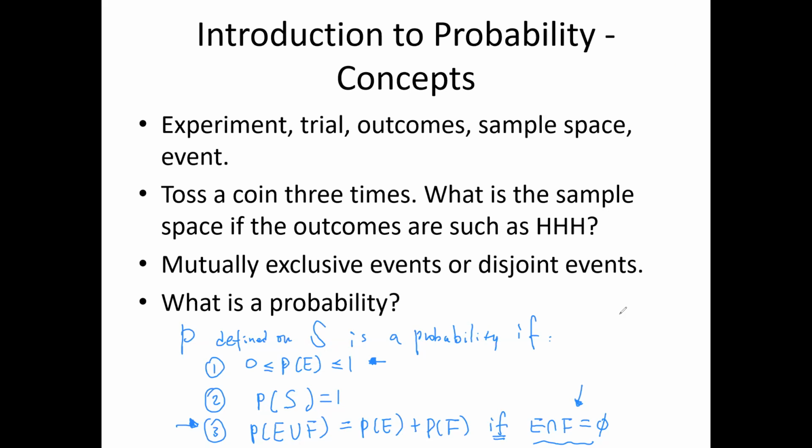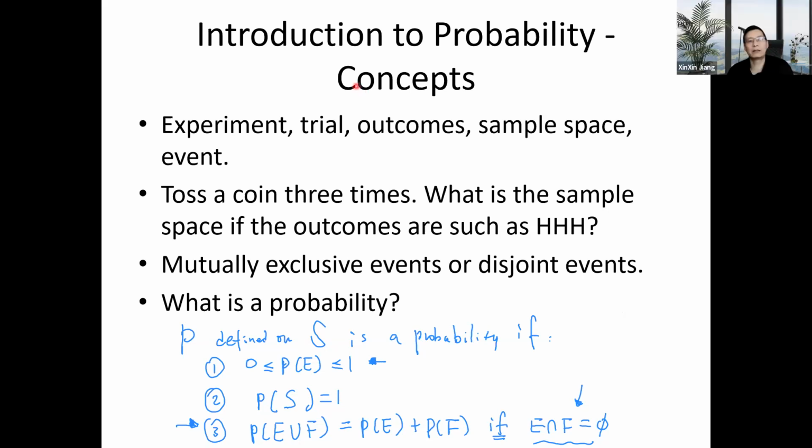What does the second one mean again? Oh, the second one is the probability of the sample space is 1. So the probability of everything happening, all the possibilities added together, will be 1.